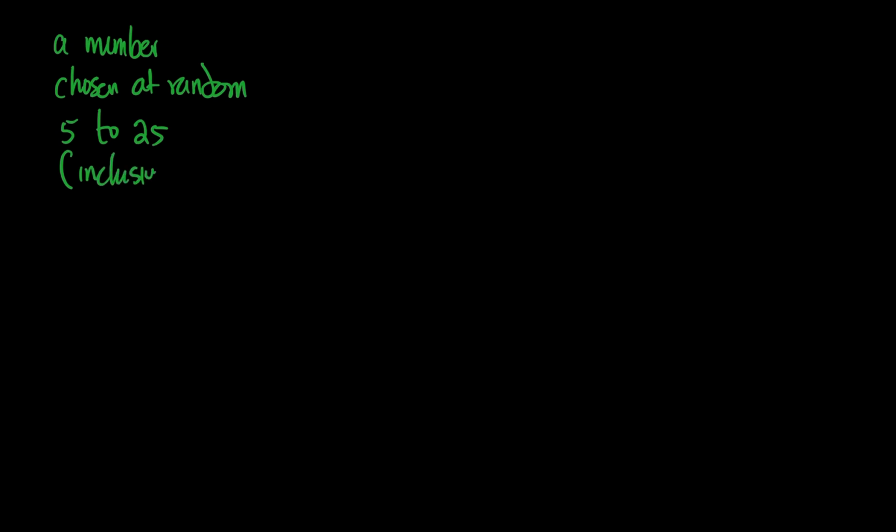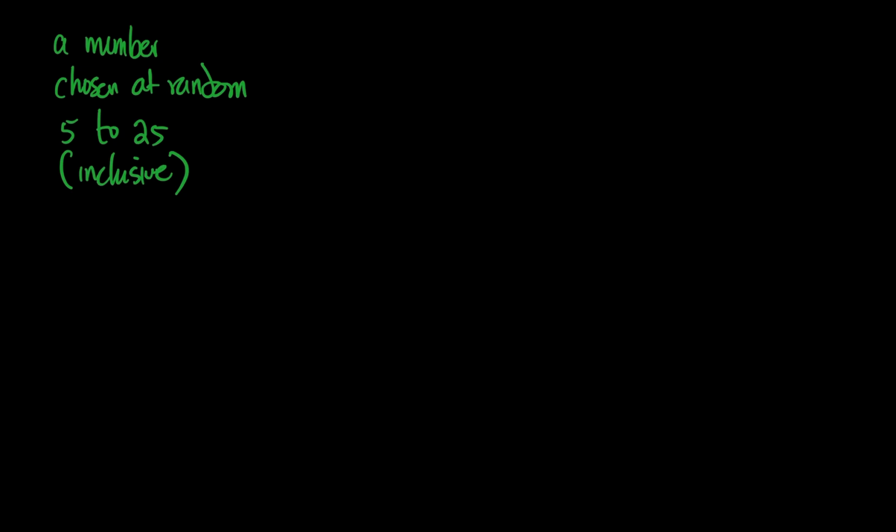For the first question, we are being told that a number is chosen at random. That's the beauty of probability. A number can be chosen at random, and the number is from 5 to 25, and it's inclusive. What it means is that 5 could be picked, and 25 is also part of it. The numbers that you can choose at random are from 5 to 25, with 5 being inclusive and 25 also part.